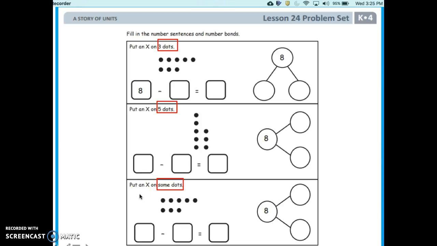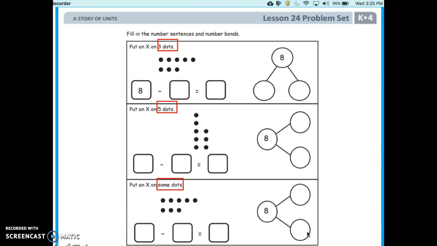Okay, now that you're done crossing them off, it's time to fill in your number sentence. How many did you have in all? How many did you cross off? How many did you choose? How many are left? So your in all number was 8. How many did you cross off? That's going to go here. And how many did you have left? That number is going to go there.